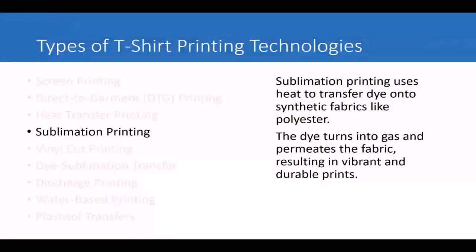Now the next option here is sublimation print. Sublimation uses heat to transfer dye onto synthetic fabrics like polyester. The dye turns into gas and permeates the fabric, resulting in vibrant and durable prints. Now, sublimation prints are also good for printing full color prints or t-shirts.